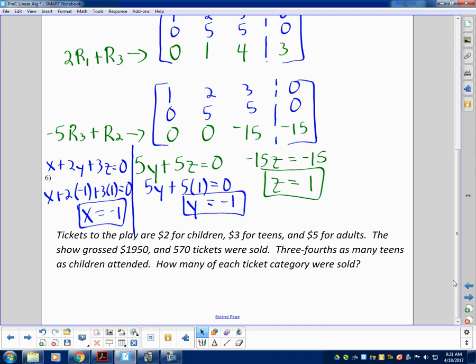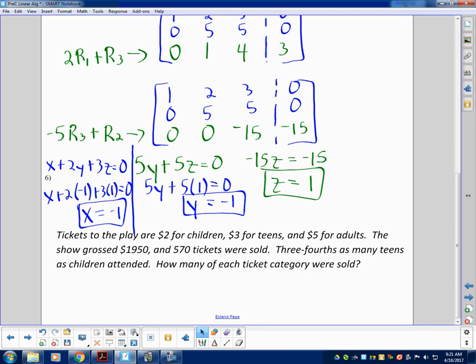Just want to show you one applied problem here. It says use a calculator to find that REF, that's row reduced form. We're not going to do that. We'll just use matrix algebra to solve this. Could you write an equation for this word problem? It says tickets to the play are $2 for children, $3 for teens, and $5 for adults. The show grossed $1,950 and 570 tickets were sold. 3/4 as many teens as children attended. How many of each ticket category were sold?